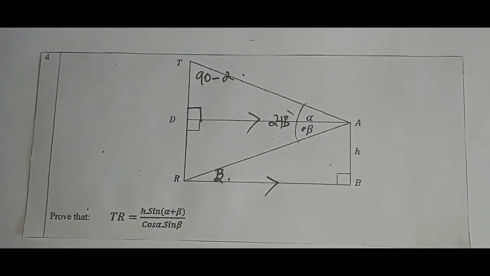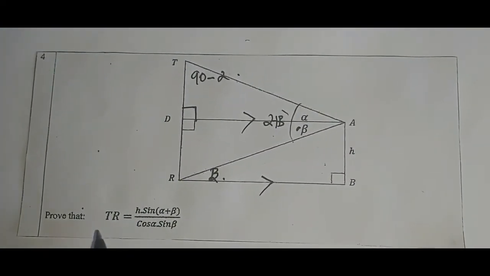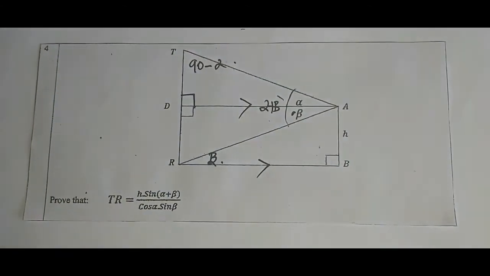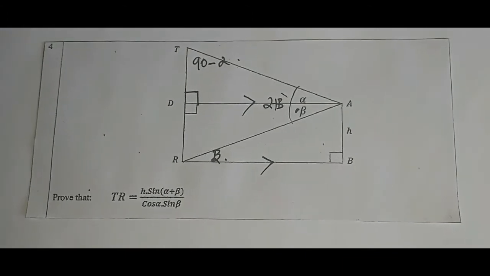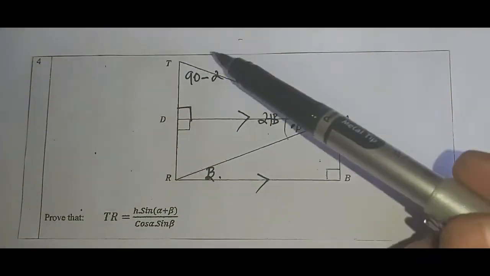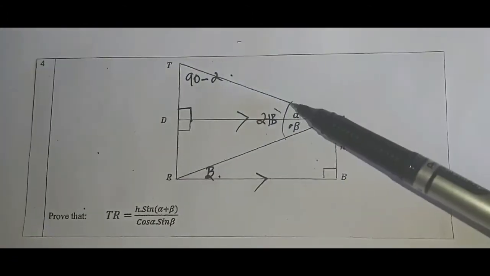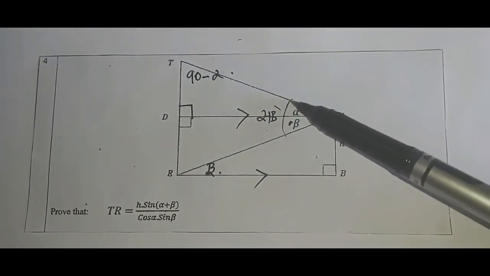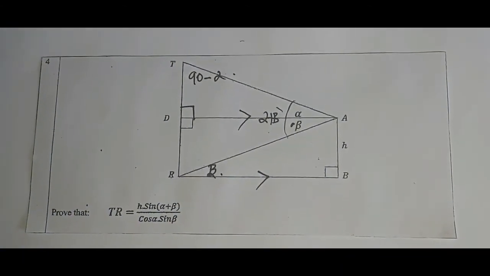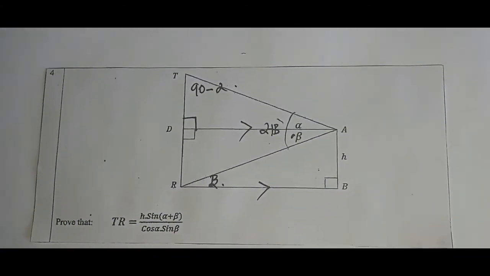As we continue, we would find that the question is saying prove that TR is given by that one. But let's just use our information so that we can find TR. Can you see? We are looking for TR, yet we have the angle opposite TR, which means in this case we are making use of the sine rule.